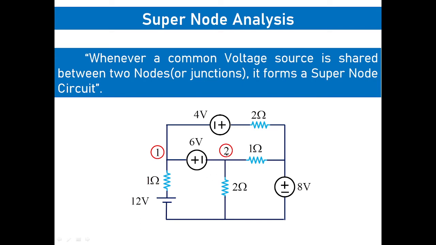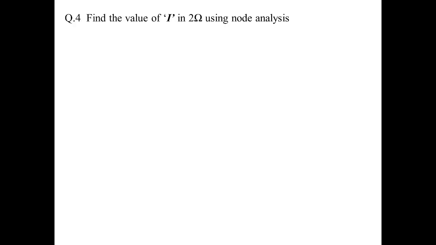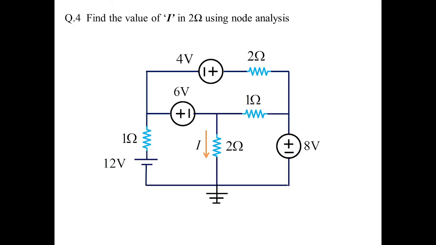So this particular circuit resembles the concept of supernode. So this is how we have to identify the supernode problem. Now let us find the value of current I, which is flowing in the 2 ohms, and this problem has to be solved with the help of supernode analysis. Generally it's a node analysis problem. So how to solve this problem using supernode analysis?